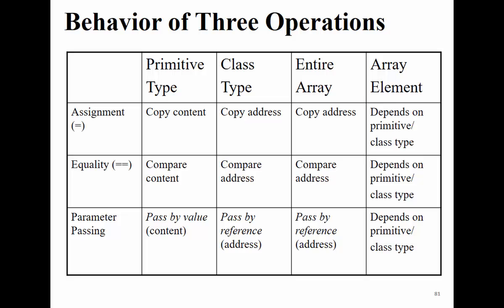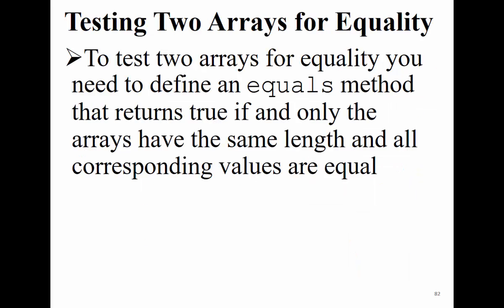Now, for parameter passing, if you are sending a primitive, you send the content. If you send a class, you send the reference. For an array, you send the reference to the array, not the elements of the array. So you can see the behavior of assignment, equality, and parameter passing is different based on the data type you are working with. If you send an object as an argument to a method, you're sending the reference of the object, not the content of the object.